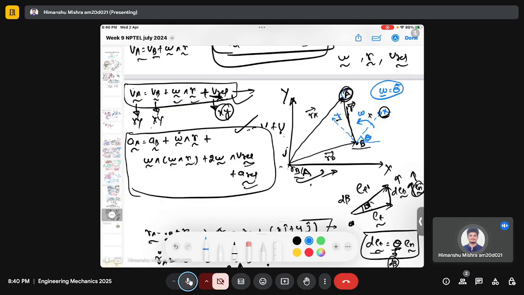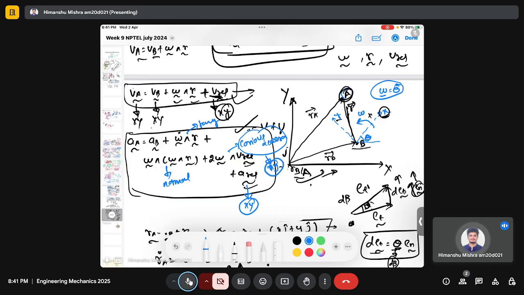So you can see this is a tangential component of acceleration. This is the normal component of acceleration, and this is the Coriolis acceleration. You will get this only when you have a rotating frame of reference. If you don't have a rotating frame of reference, you will never get this Coriolis acceleration. And this is the relative acceleration in the rotating coordinate. This is also in the rotating coordinate.